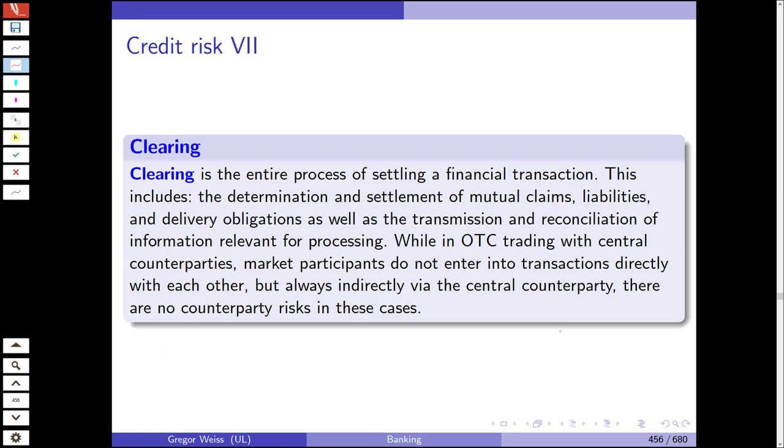Clearing is the entire process of settling a financial transaction, for example, on a stock exchange, but also in OTC trading. This can include determining and settling mutual claims, liabilities, delivery obligations, transmission and reconciliation of information relevant for processing. And while in OTC trading with central counterparties, the market participants do not enter into transactions directly with each other, but they always indirectly deal with each other via the central counterparty. In this case, you obviously have no counterparty risk.